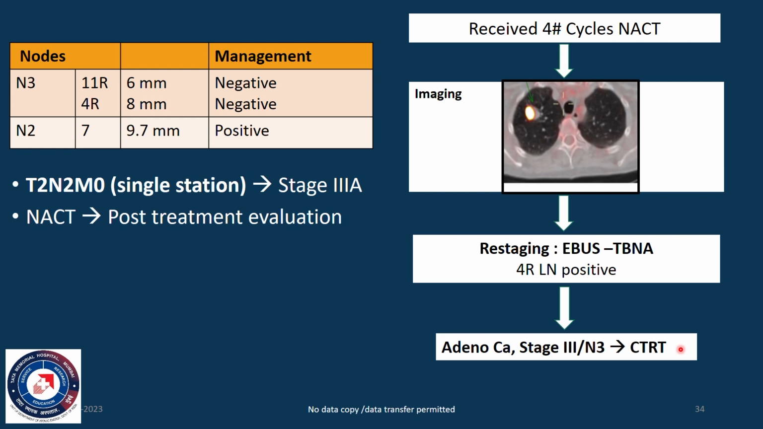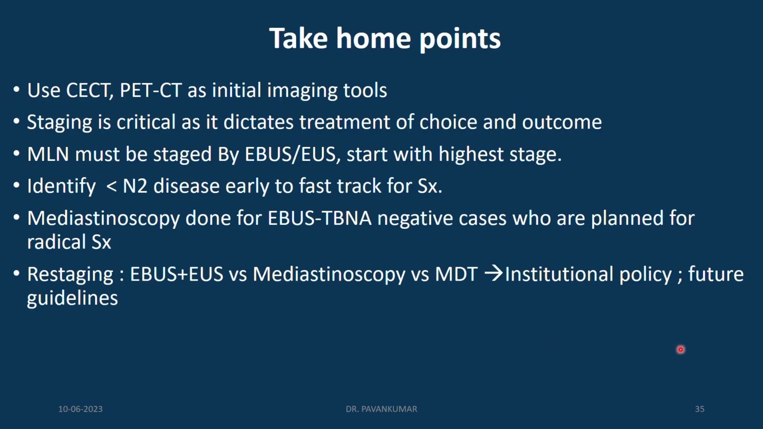So, use multidisciplinary team meetings or restaging procedures if the patient is subjected to NACT. To summarize, use CT, PET CT, and upper abdominal cuts as the initial imaging tools. Staging is critical as it dictates the therapy as well as the outcome. Mediastinal lymph nodes must be staged by EBUS and EUS combined together, starting from the highest station possible. Identify less than N2 disease, because these patients should be fast tracked for surgery.